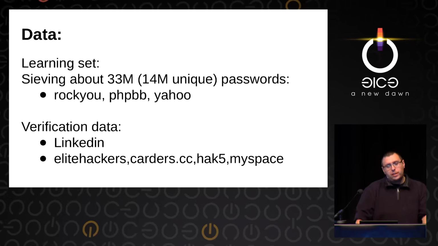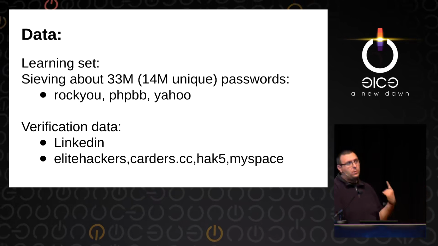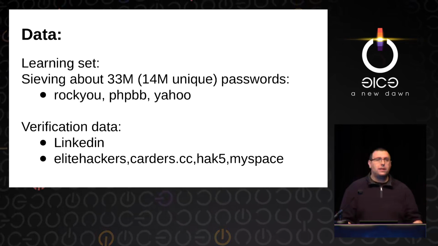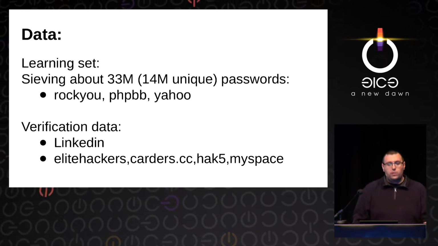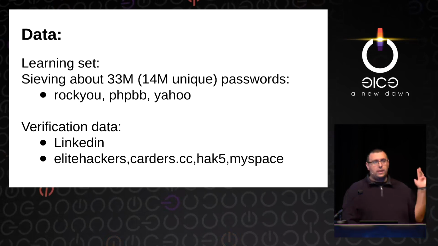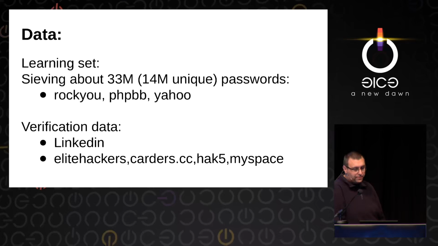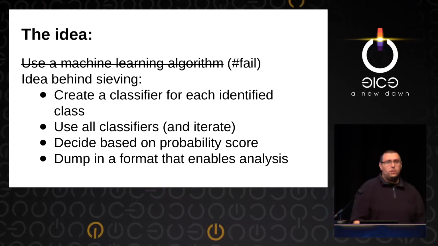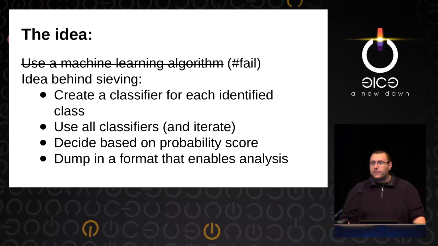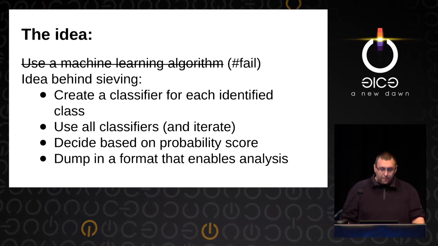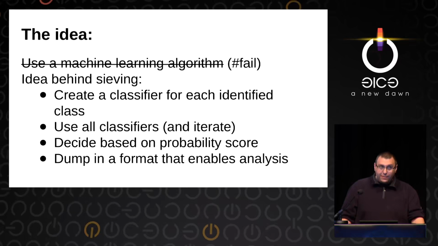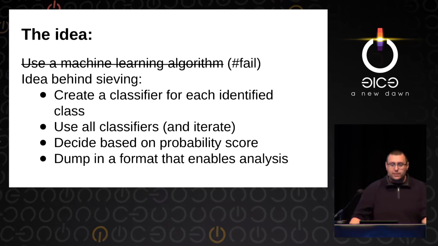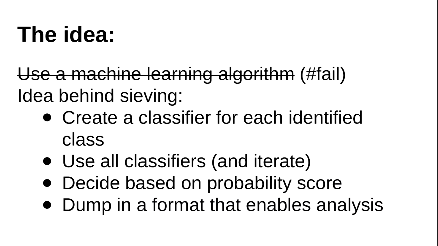The verification data was 2 sets of lists. The first one was LinkedIn, which is the second biggest leak after RockYou, and the second one was from Elite Hackers, Carders CC, Hack5, and MySpace pages. The idea was first, let's use a machine learning algorithm and figure something out, which failed miserably. And after that, I created something called sieving, which is the following idea.